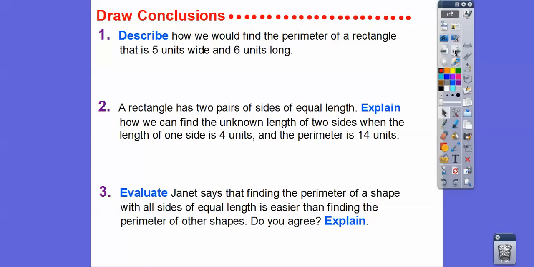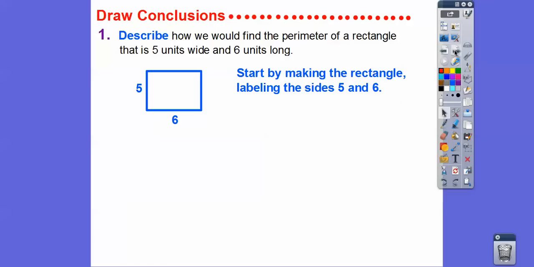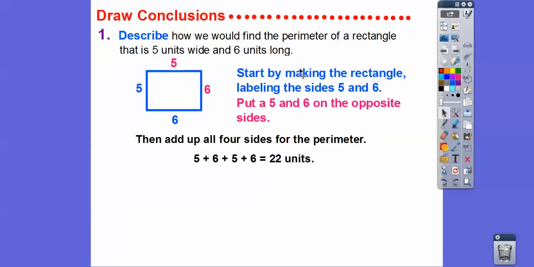Let's see. Describe how we would find the perimeter of a rectangle that is 5 units wide and 6 units long. Let's just do this one first. Start by making the rectangle and labeling the sides 5 and 6. Then we can put 5 and 6 on the opposite sides, because opposite sides of a rectangle are equal. Oops, I got them in backwards spots. So this is supposed to go over here, and that's supposed to go right there. Then we just add them up.